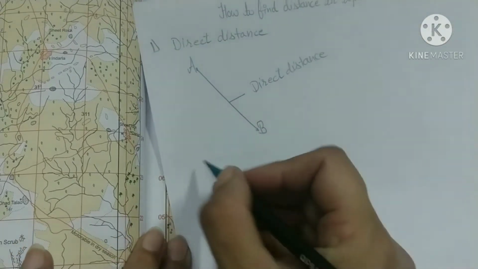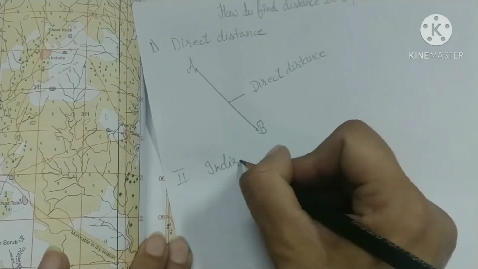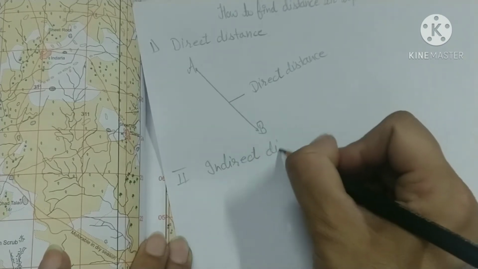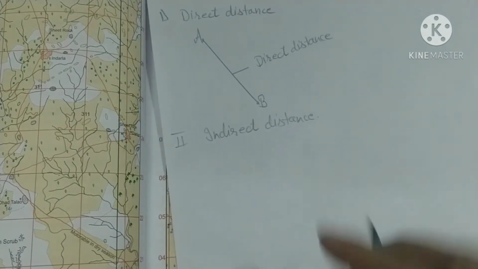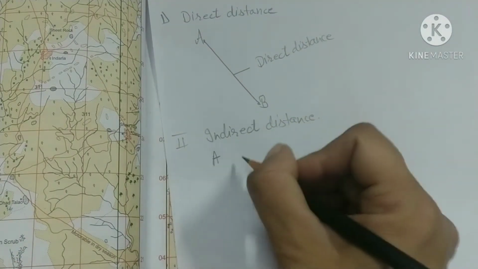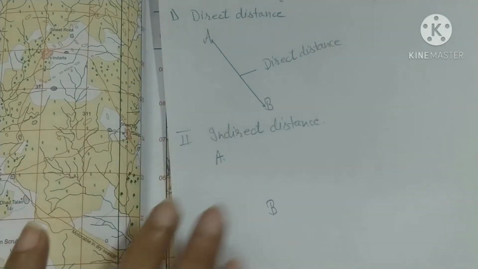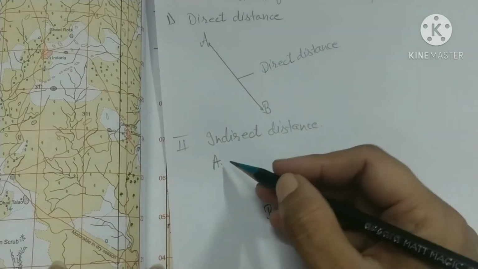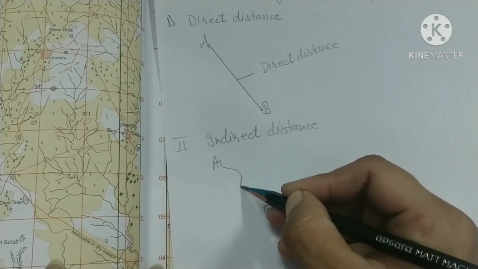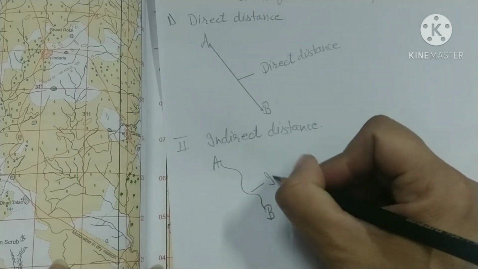And second is indirect distance. Here also we have two places A and B. But in this indirect distance, we will not follow the straight pattern. We will follow the curves. That is called the indirect distance.